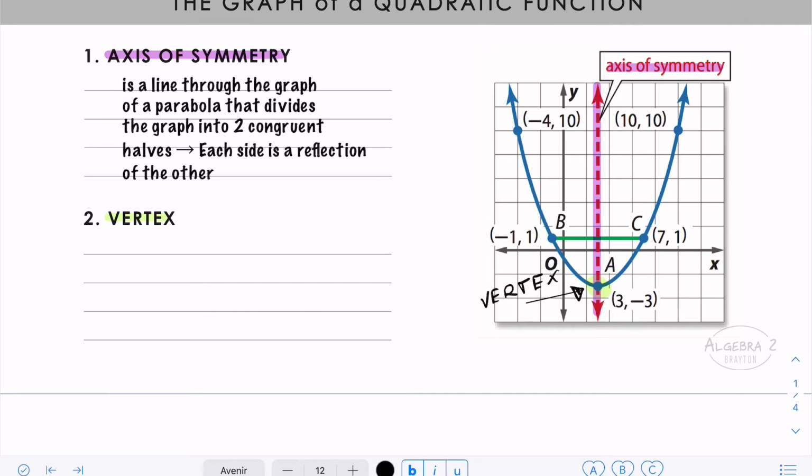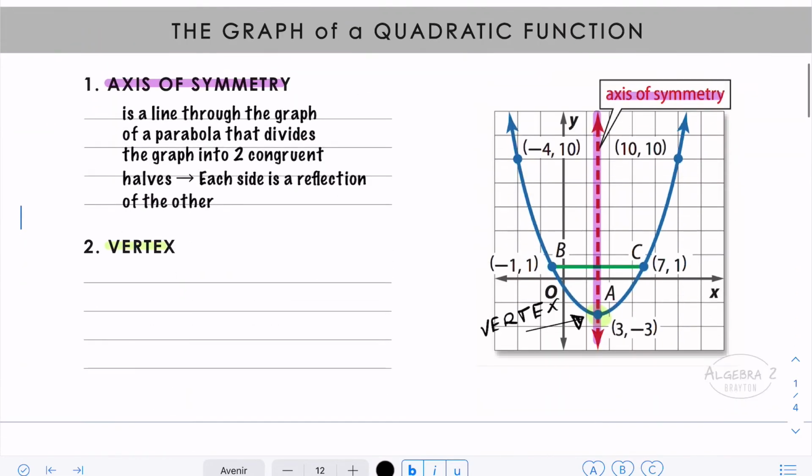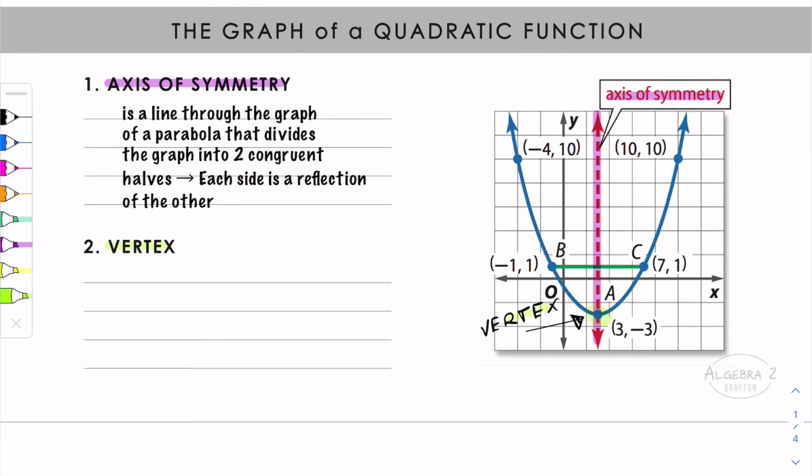Okay, the vertex, which I had highlighted in green, is where the axis of symmetry intersects the parabola. This happens at only one point, so it's down here, and this is called the vertex.